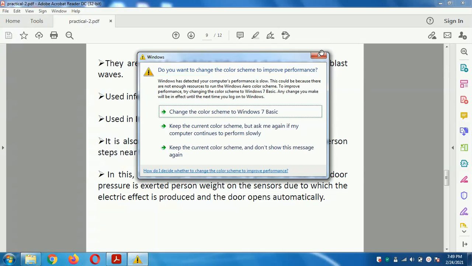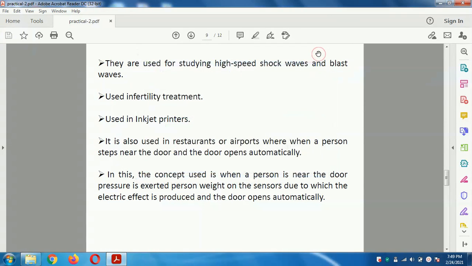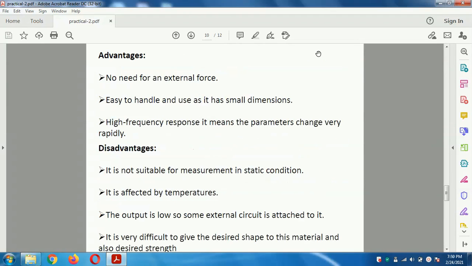This is also used in various systems, such as inkjet printers. It is also used in restaurants or airports where, when a person steps near the door, the door opens automatically. This is called the piezoelectric effect. You see our corporate office door opens automatically and closes automatically. This is a practical example.